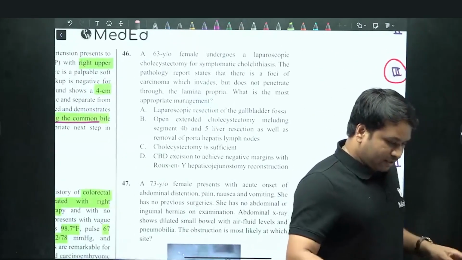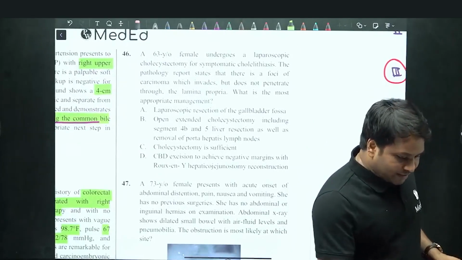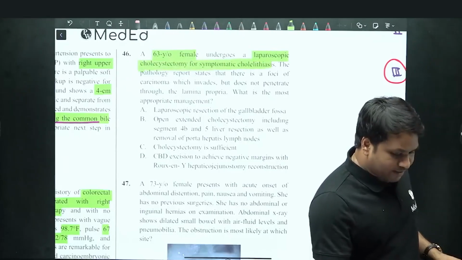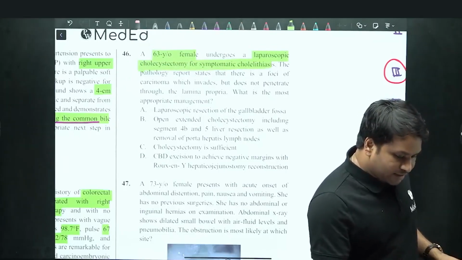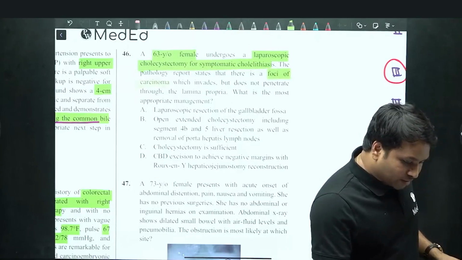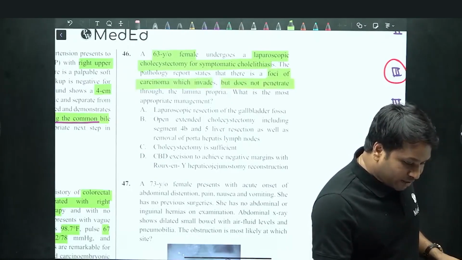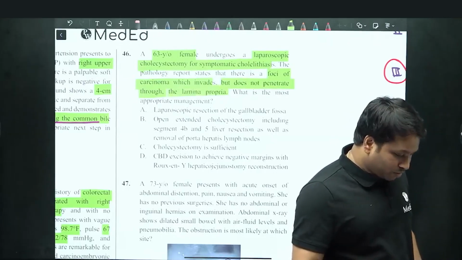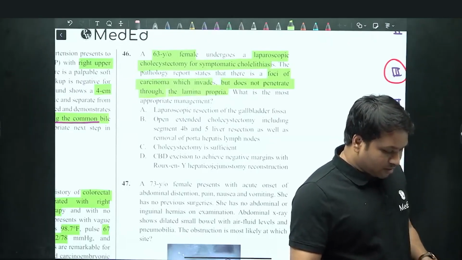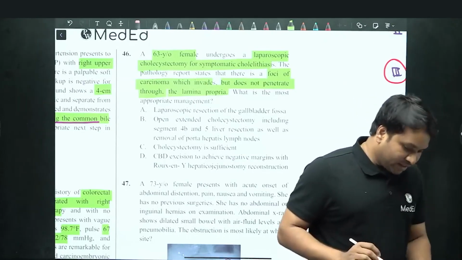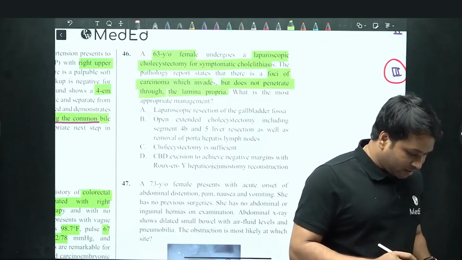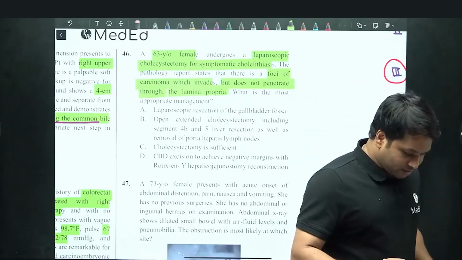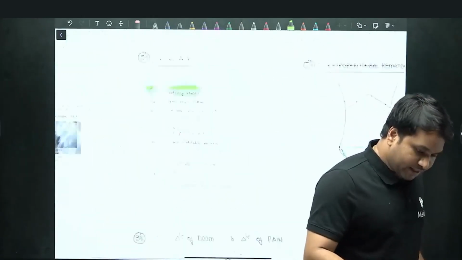Question number 46. A 63-year-old female undergoes a laparoscopic cholecystectomy for symptoms of cholelithiasis. Pathology states there is a focus of carcinoma that invades but does not penetrate through the lamina propria. What is the most appropriate management? Now, this is one question that we will get again and again. We need to be prepared for the management, right? So we're talking about the management of gallbladder cancer. I'll just quickly take question number 46.